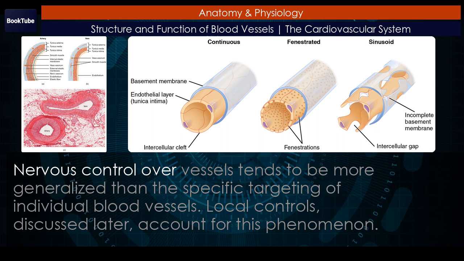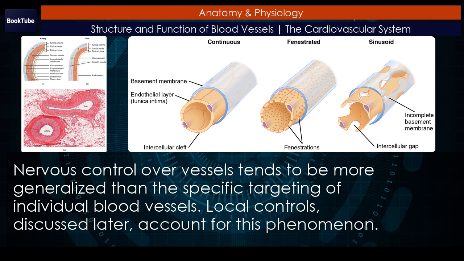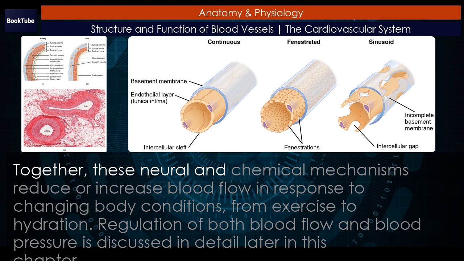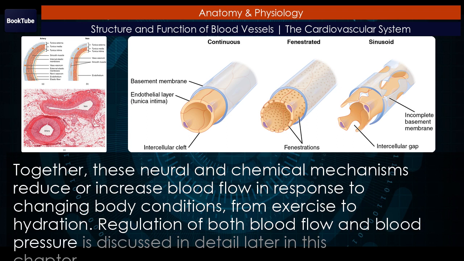Nervous control over vessels tends to be more generalized than the specific targeting of individual blood vessels. Local controls, discussed later, account for this phenomenon. Seek additional content for more information on these dynamic aspects of the autonomic nervous system. Hormones and local chemicals also control blood vessels. Together, these neural and chemical mechanisms reduce or increase blood flow in response to changing body conditions. From exercise to hydration, regulation of both blood flow and blood pressure is discussed in detail later in this chapter.